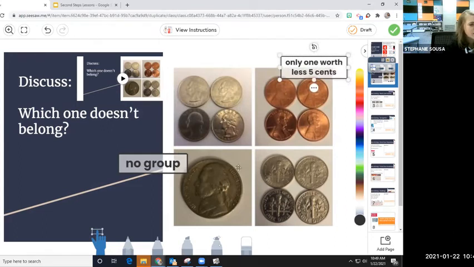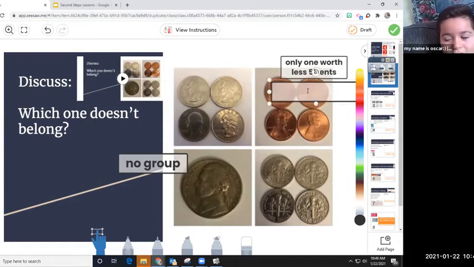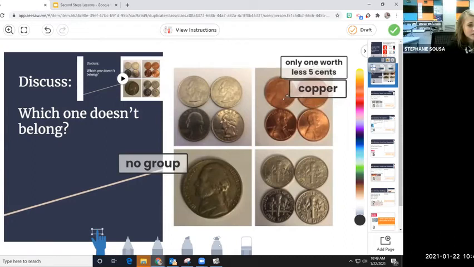Oscar, which one doesn't belong? The pennies. Why? It's copper, and the other ones are silver. Yeah, the other ones are made of silver or nickel. These are copper. Great, Oscar. They have a different color, different material they're made out of.